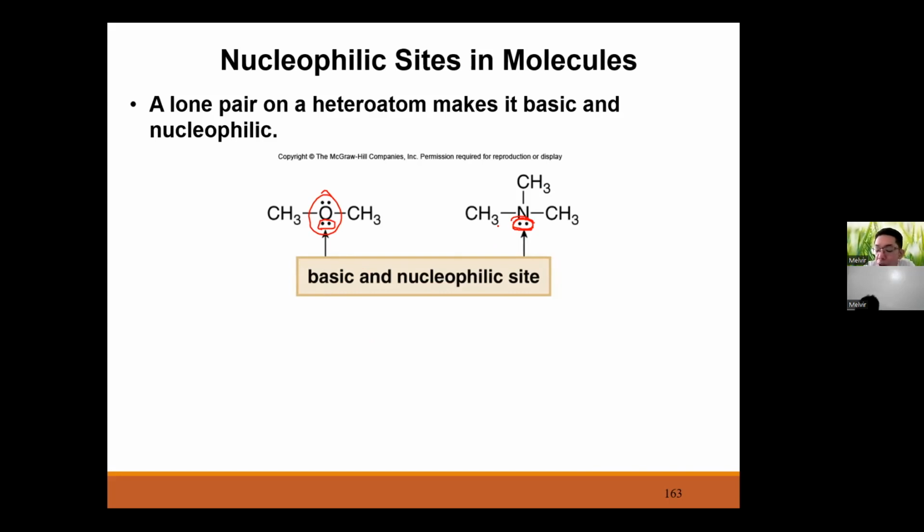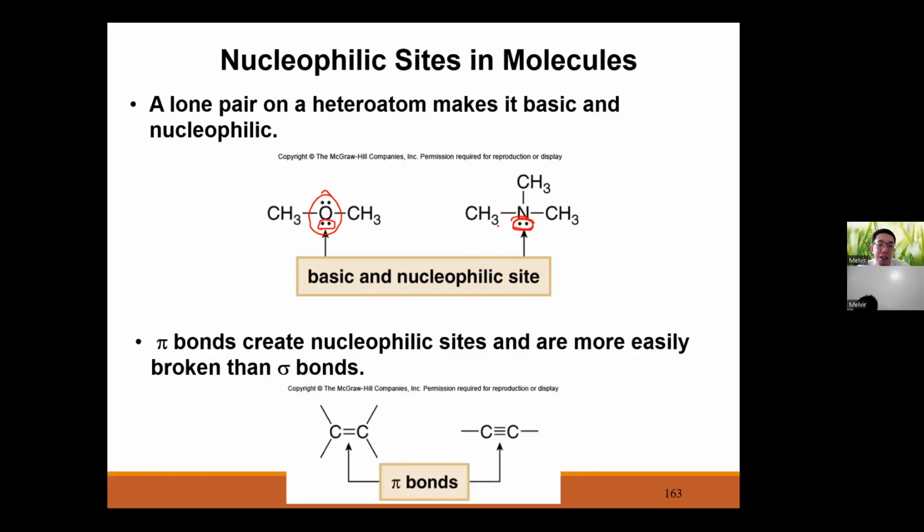Can you think of other basic functional groups, Josh, aside from ethers and amines? Lewis base. Think of another functional group that can be a nucleophilic site. Amides. Correct, amides. Or the carbonyl group too. The oxygen in the carbonyl group is also a nucleophilic site. It can act as a base.